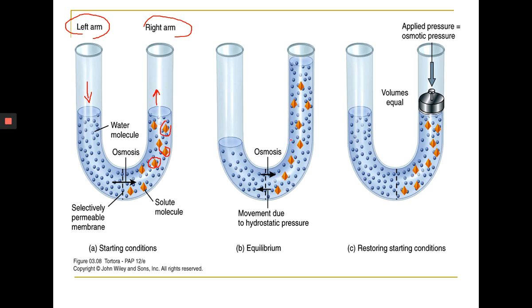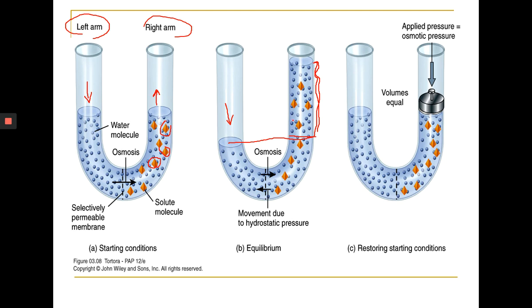This column of water goes up, and it creates a pressure that prevents the movement of water from the left arm to the right. This column of water here, we call it osmotic pressure. Osmotic pressure.